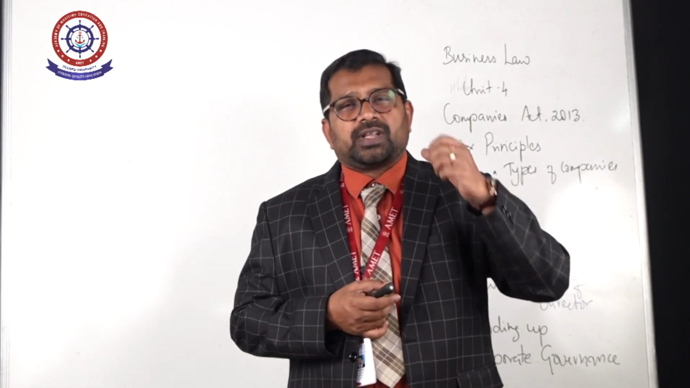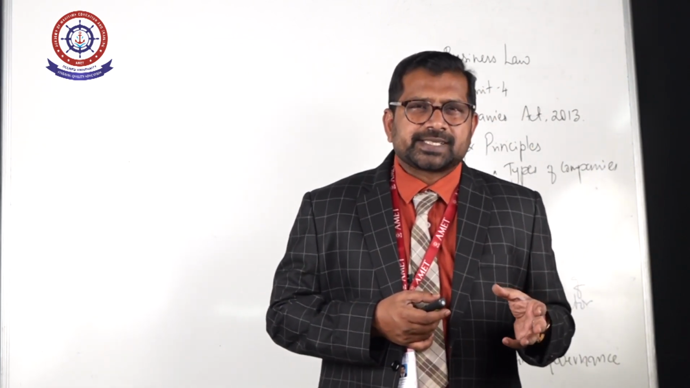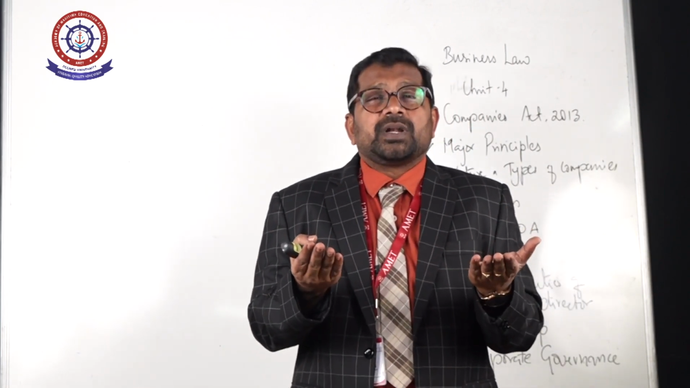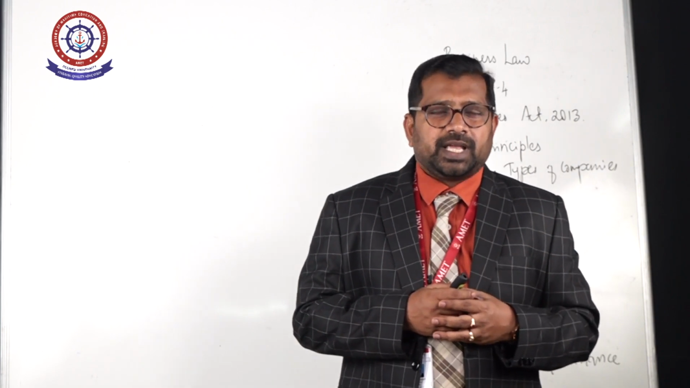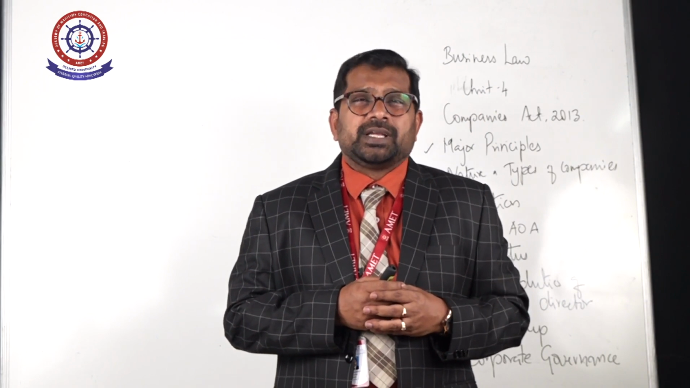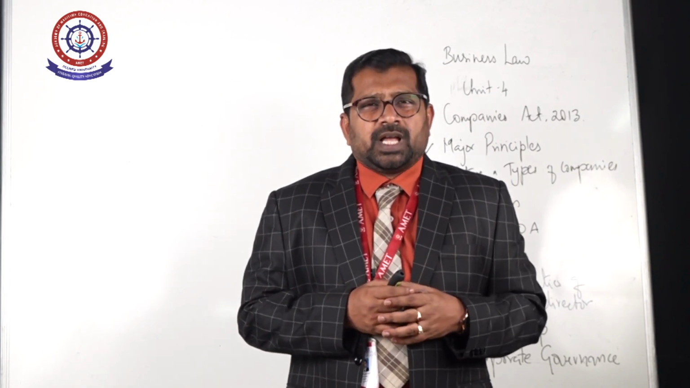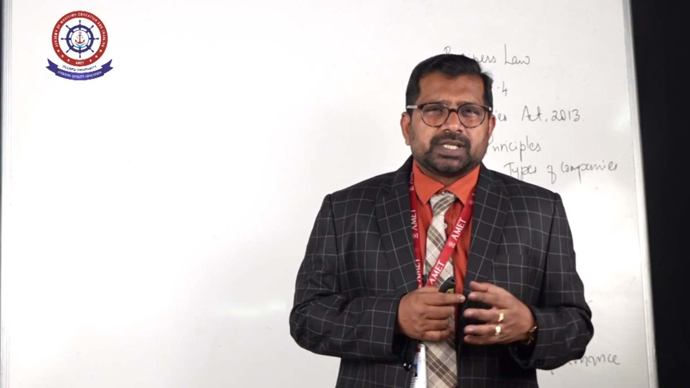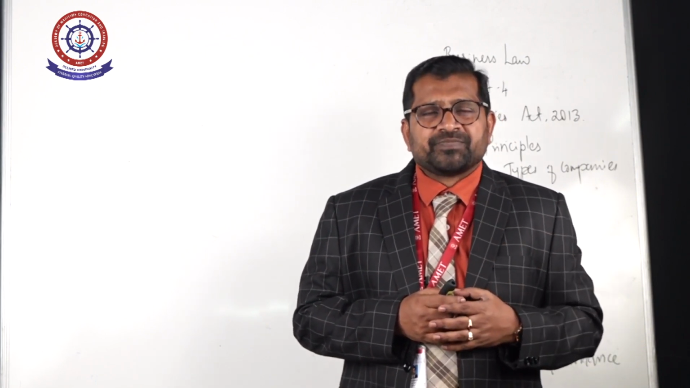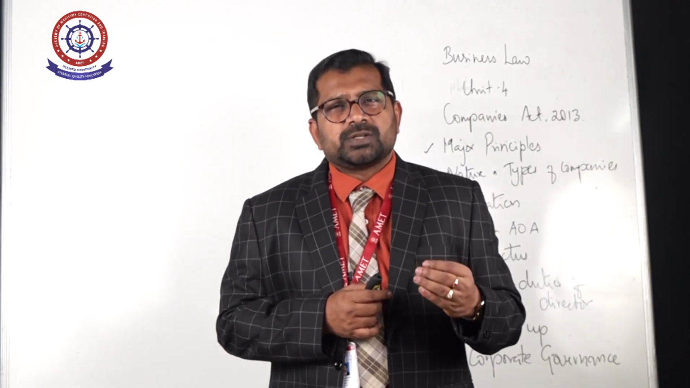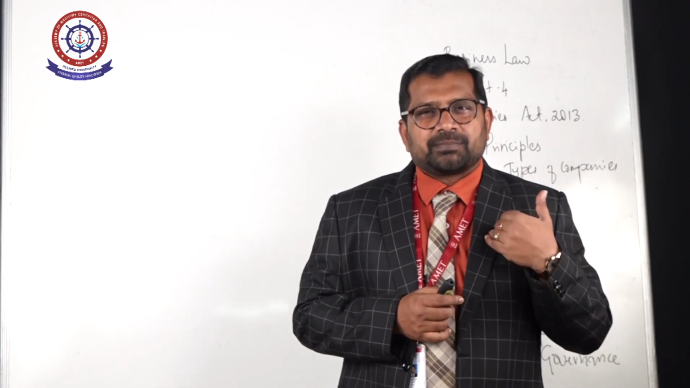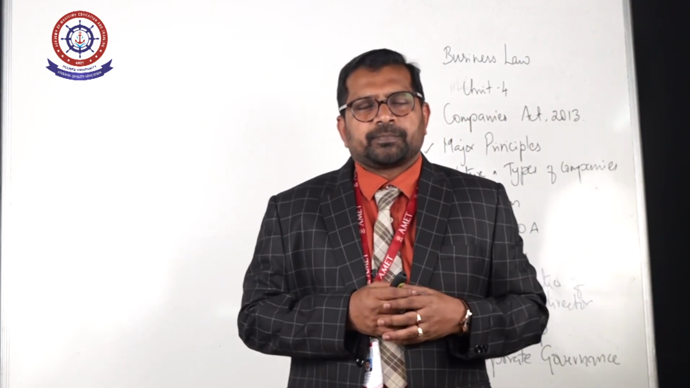Then on the basis of liability: company limited by shares, company limited by guarantee, unlimited companies. What is the difference between a company limited by shares and a company limited by guarantee? Unpaid value on the shares is called company limited by shares. For example, X subscribed rupees 10, paid rupees 6, and has not yet paid 4 rupees. Then the company has the right to call the person to pay the 4, not more than that. It is called a company limited by shares.